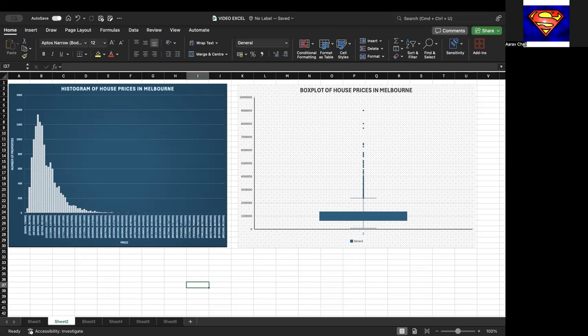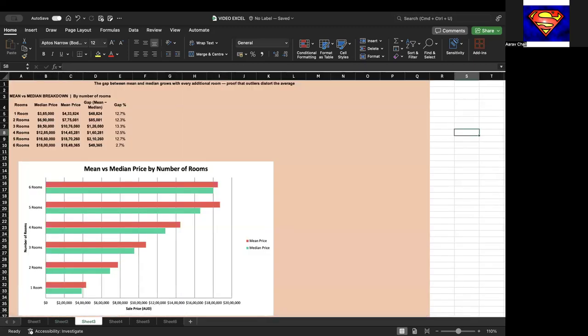But I wanted to test whether this only happens in the full dataset or whether it continues even when we compare similar types of homes. So next, I analyzed the market by room categories. This chart compares mean and median prices for properties with different room counts. The first obvious pattern is that prices increase as room number increases. That is expected because larger homes usually sell at higher prices. But a more important observation is that in every room category, the mean remains above the median.